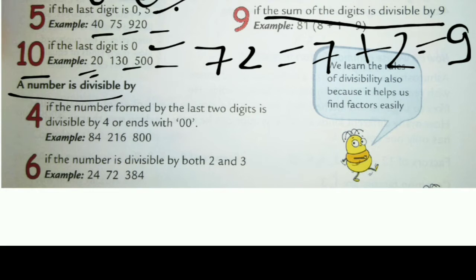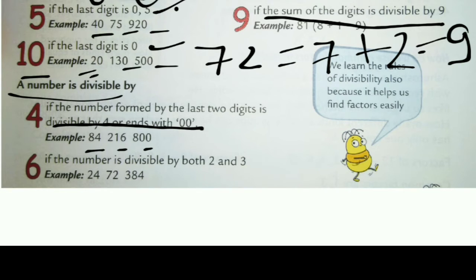A number is divisible by 4 if the number formed by the last two digits is divisible by 4, or ends with 00. Okay, these are the examples for 4.